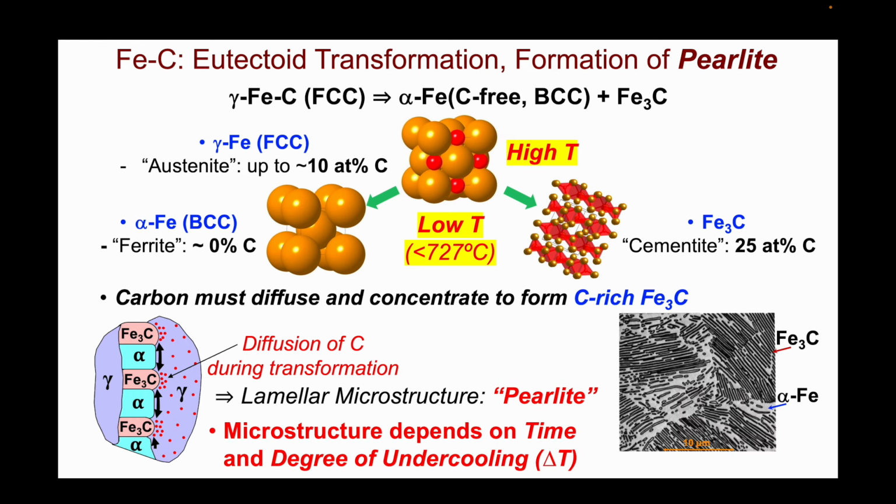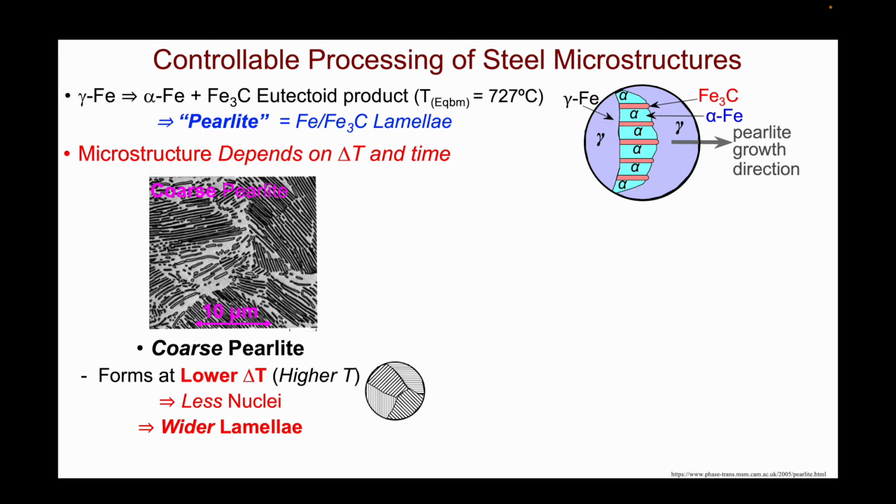Because the carbon atoms must diffuse, the transformation and development of the pearlite microstructure is dependent on time and on the degree of undercooling below the equilibrium transition temperature. When the pearlite structure nucleates at lower undercooling, lower delta T, and remember the equilibrium temperature is 727, just like we saw previously with the solidification of a liquid, the critical size for growth of the nuclei of the new phases is larger, and therefore fewer nuclei are formed.